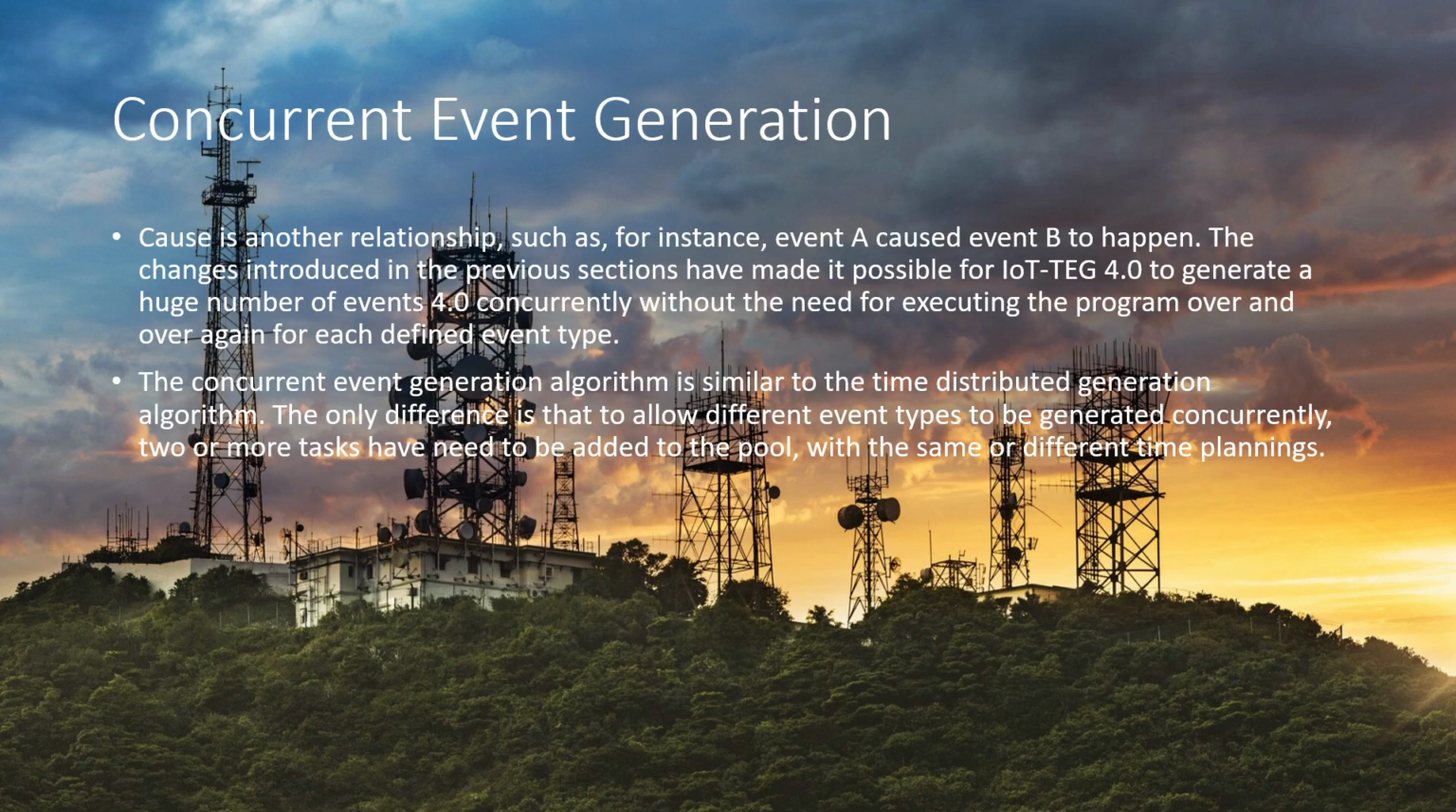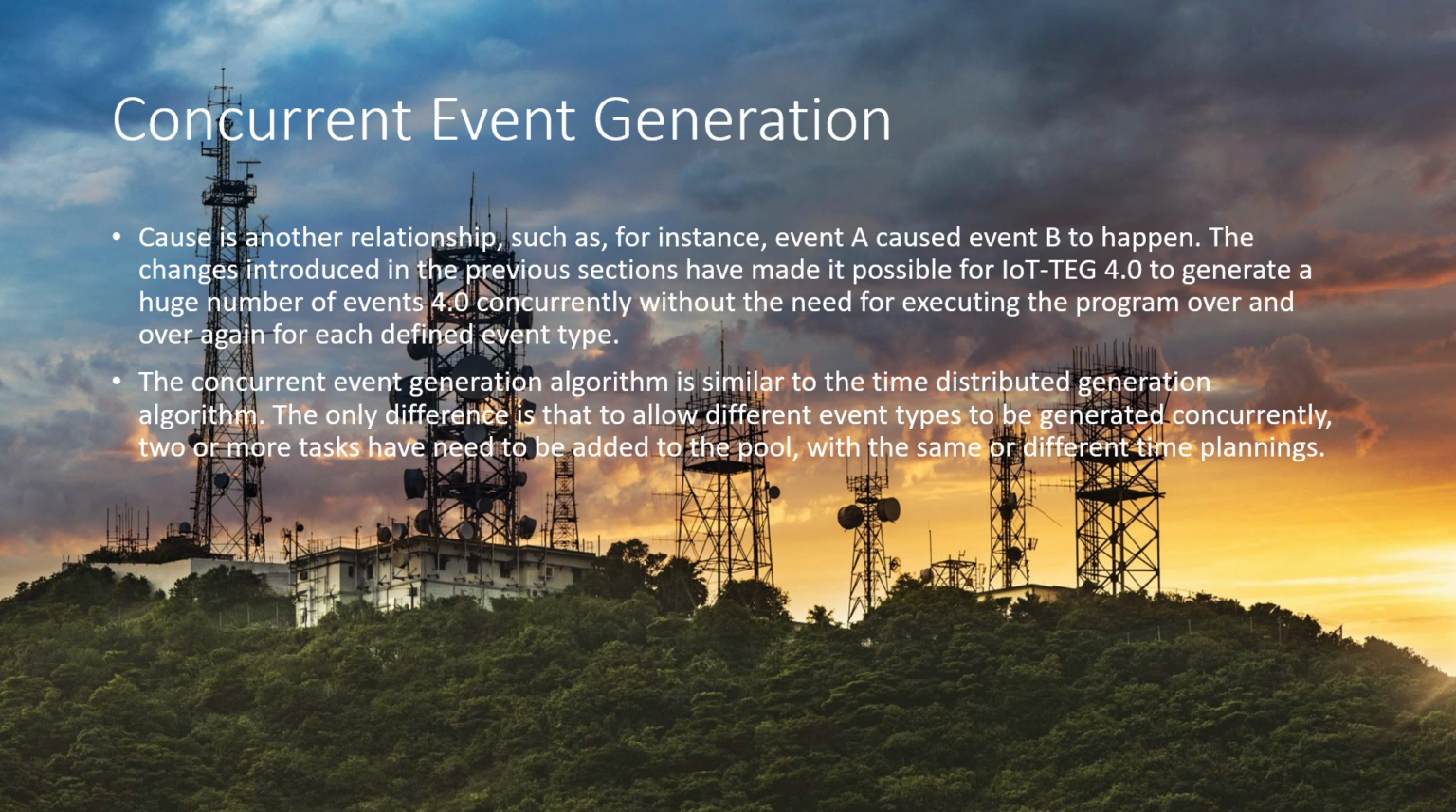And so the second one is concurrent event generation. Cause is another relationship, such as, for instance, event A causes event B to happen. The changes introduced in the previous section have made it possible for IoT-TEG 4.0 to generate a huge number of events 4.0 concurrently without the need for executing the program over and over again for each defined event type.